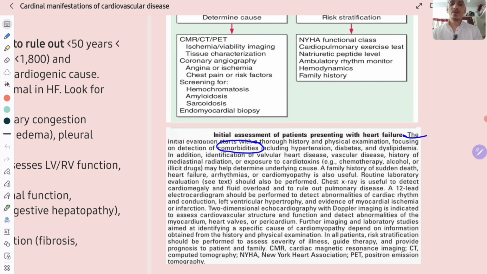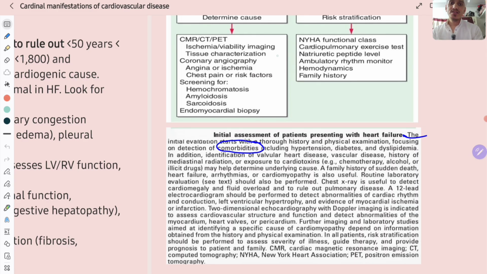Further imaging and laboratory studies aimed at identifying a specific cause of cardiomyopathy depend upon information obtained from the history and physical examination. In all patients, risk stratification should be performed to assess severity of illness, guide therapy, and provide prognosis to the patient and family. CMR, meaning cardiac magnetic resonance imaging, and CT, these are the short forms.